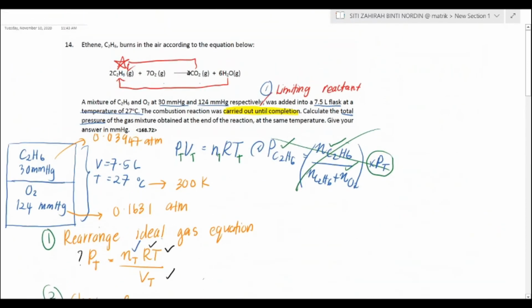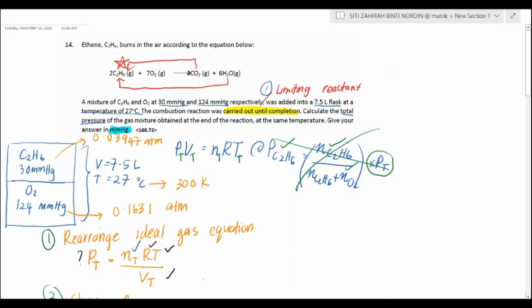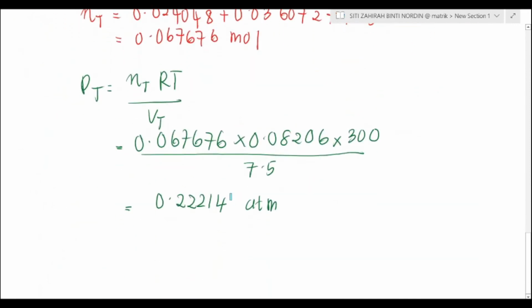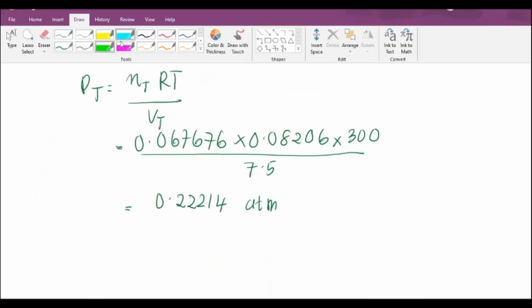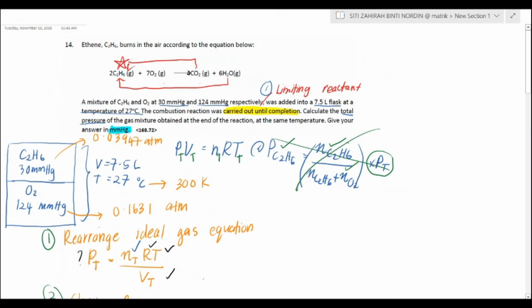Okay, class, please look back at the question. Okay, they want the answer in millimeter mercury. Okay, since we are using the ideal gas equation, our pressure would be in ATM. So just times it with 760 millimeter mercury. Okay, so you've got your final answer as 168.83 millimeter mercury. So see how they combine questions from chapter 1 and chapter 5.